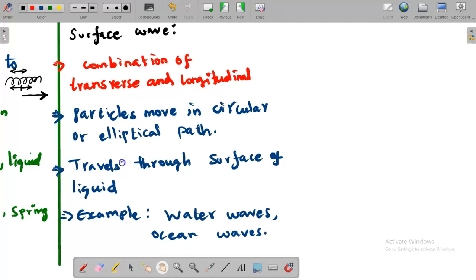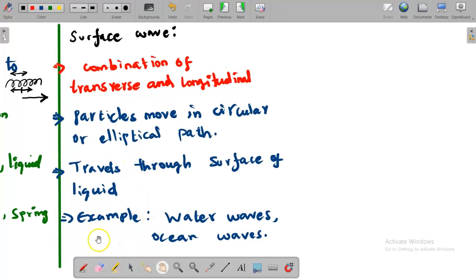Surface wave. It is a combination of transverse and longitudinal. It has both transverse wave and longitudinal wave. And the particles move in a circular or elliptical path.